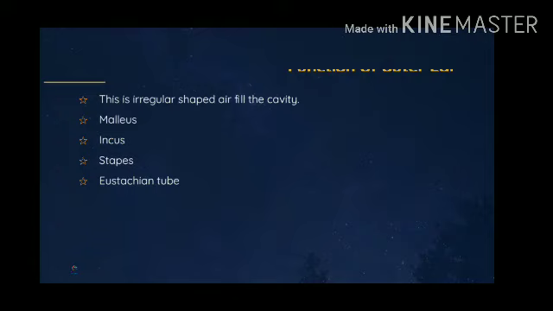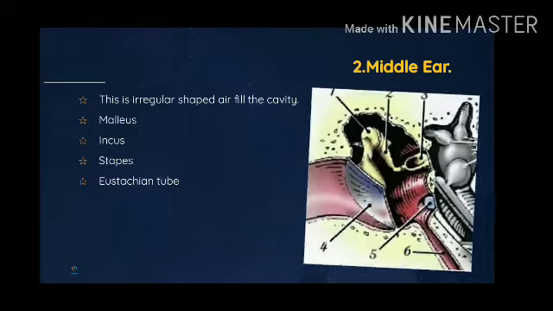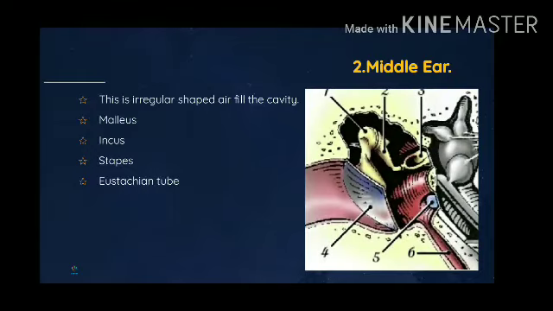Now we move towards the next part. This one is the middle ear. It is an irregular shape, an air-filled cavity. The middle ear includes the malleus, incus, stapes and eustachian tube. As you can see in the figure, this figure shows the middle ear.